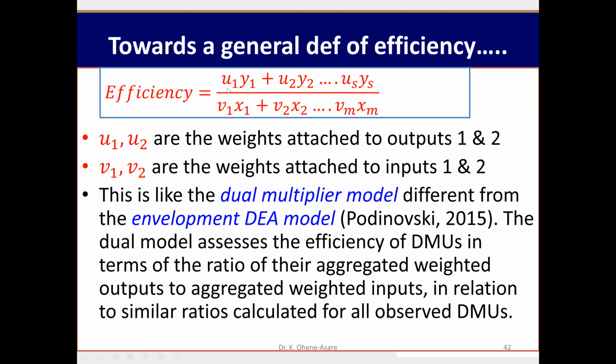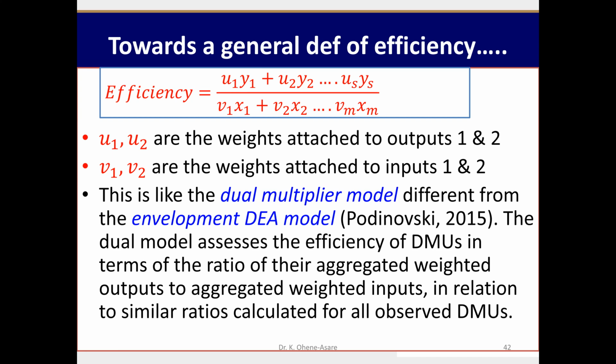Now, please note something. Whenever you multiply the weight by the variable, whether it's an output or an input, that is called a virtual output or virtual input. When you multiply the u by the y, what you have is called a virtual output. The weight, the importance.